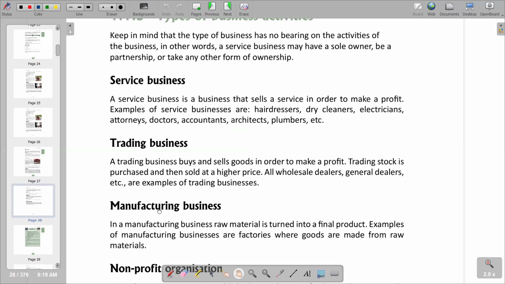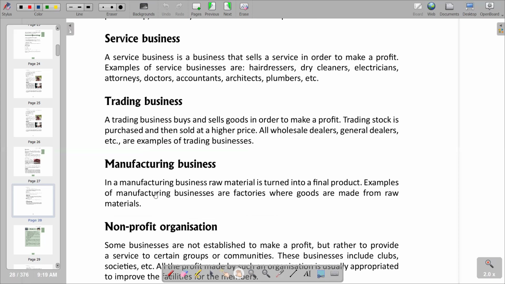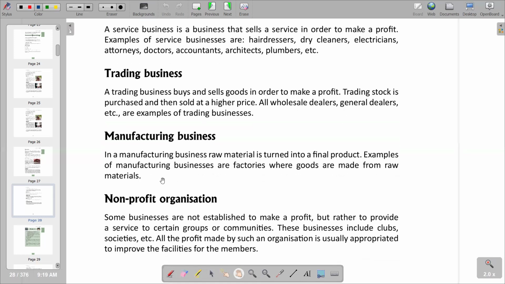We go to manufacturing. Manufacturing converts raw materials into final products. There's production which takes place in the manufacturing businesses. Examples of manufacturing businesses are factories where goods are made. It's a manufacturing business.